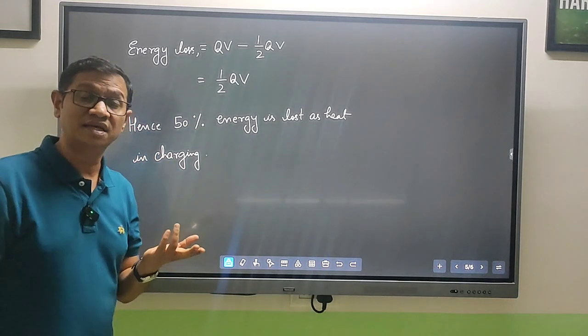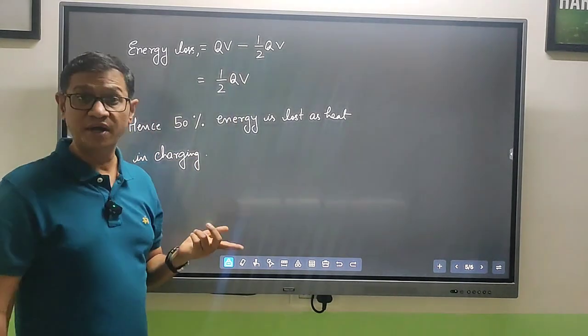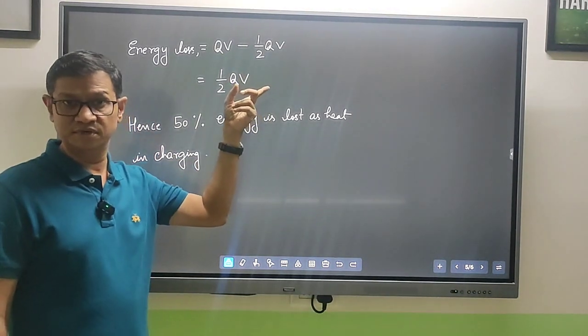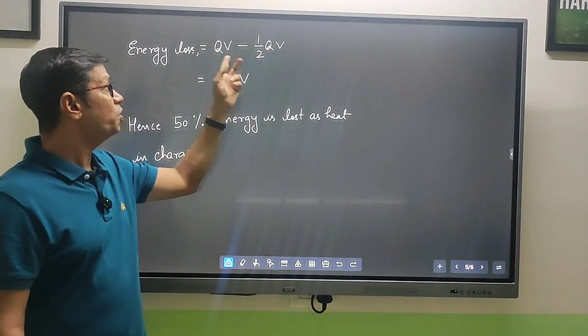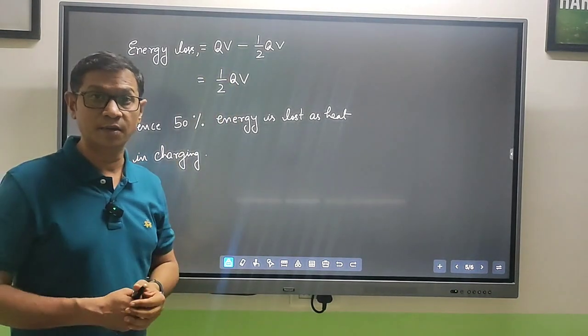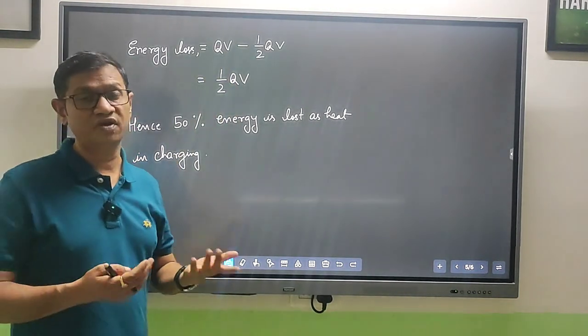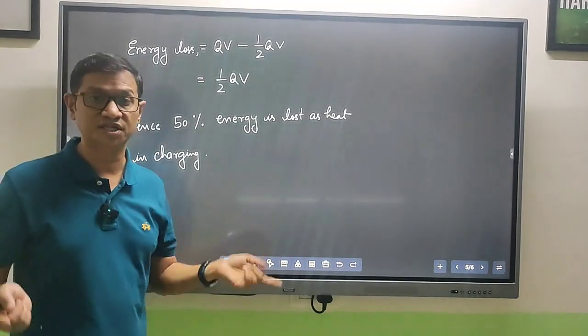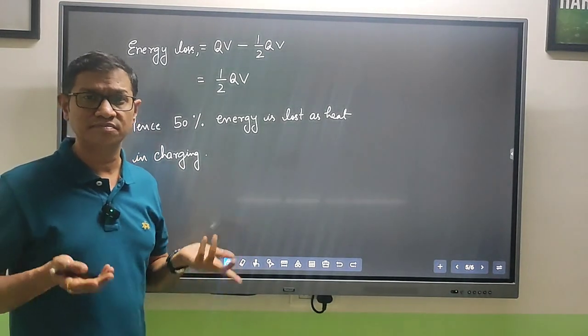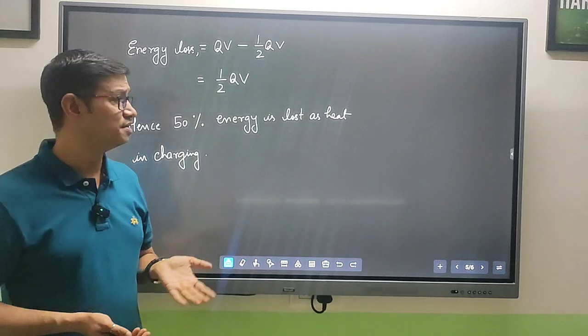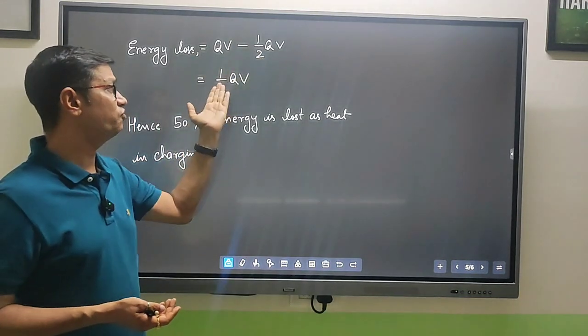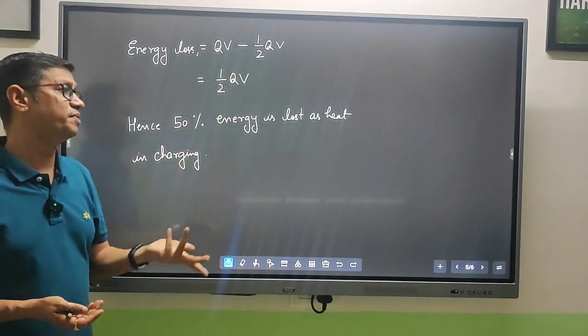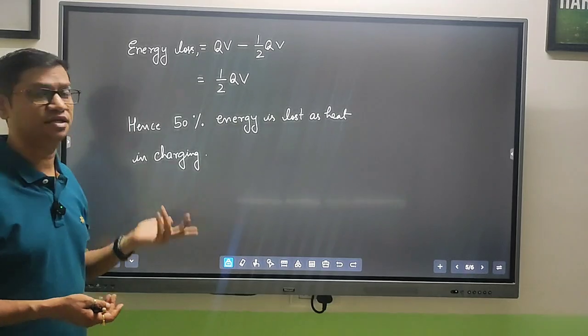Out of that, how much energy is stored in the capacitor? Half QV, as we just derived. So the battery did QV, the capacitor has half QV, so where did the remaining half QV go? This is energy loss. Whenever you charge a capacitor, charge is moving in the circuit, so there will be some loss as heat. So that will be QV minus half QV, which is half QV. So you can see 50% energy is lost as heat in charging.